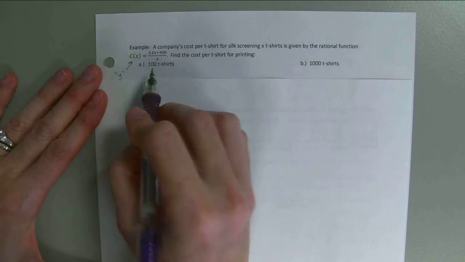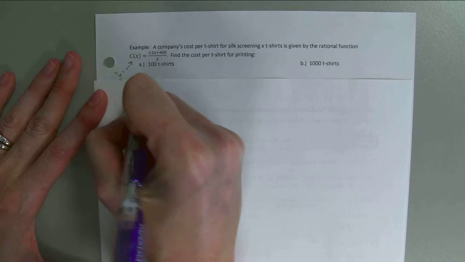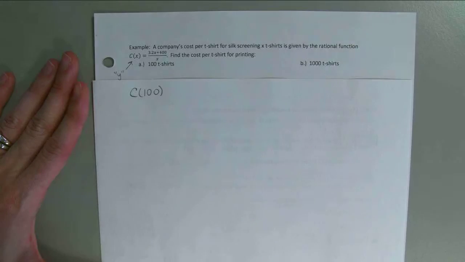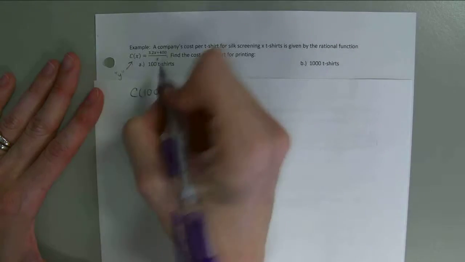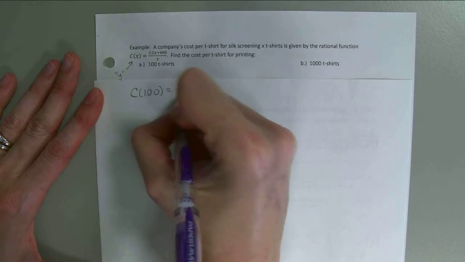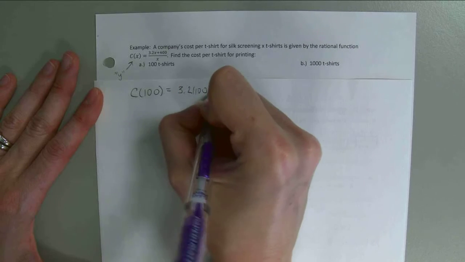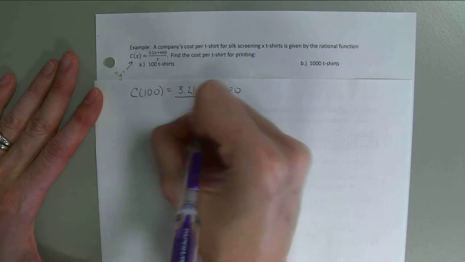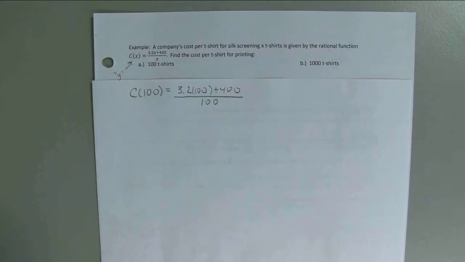So if we want to know the cost of 100 t-shirts, we're finding C of 100. Which means in our function, anywhere we see X, we're going to plug in 100. So C of 100 equals 3.2 times 100 plus 400 all over 100. Okay? So then you just do the math. The key thing here is kind of order of operations. Do the top first, do the bottom second, divide at the very end, all right?